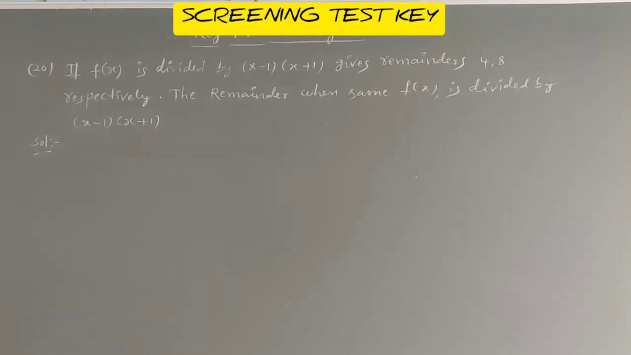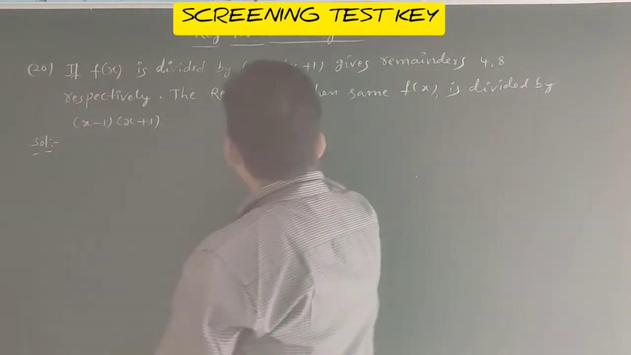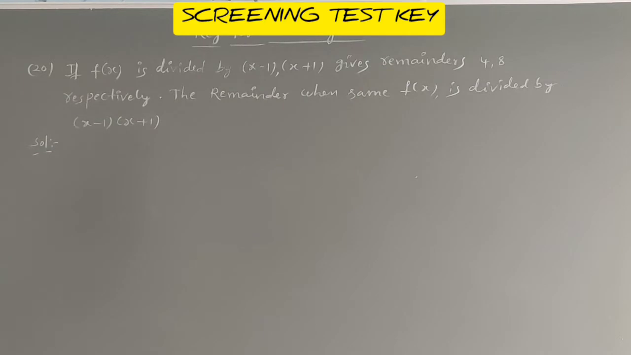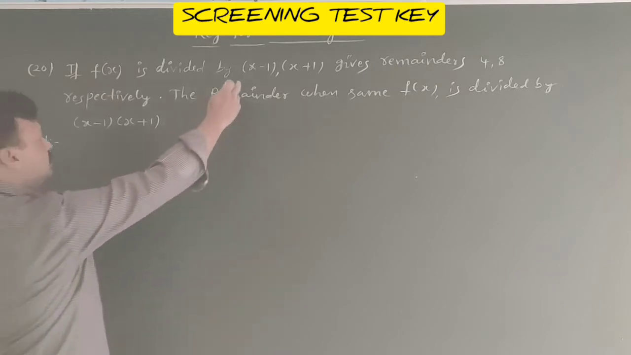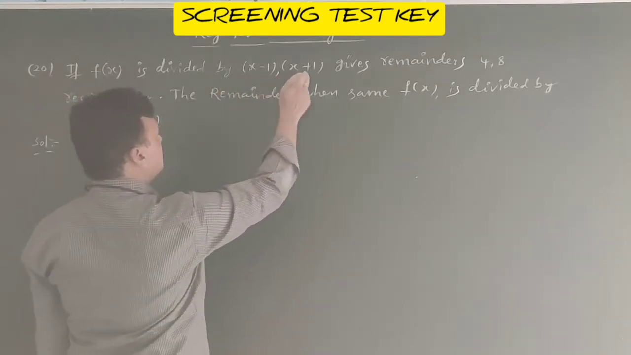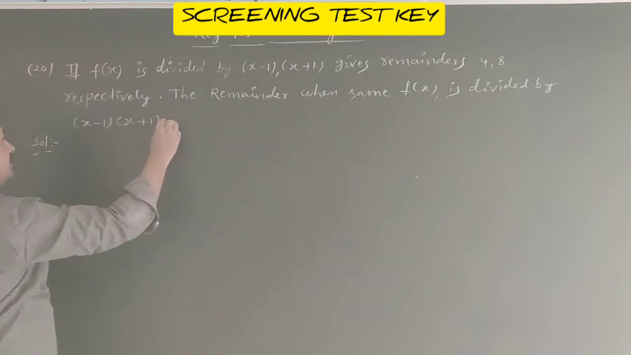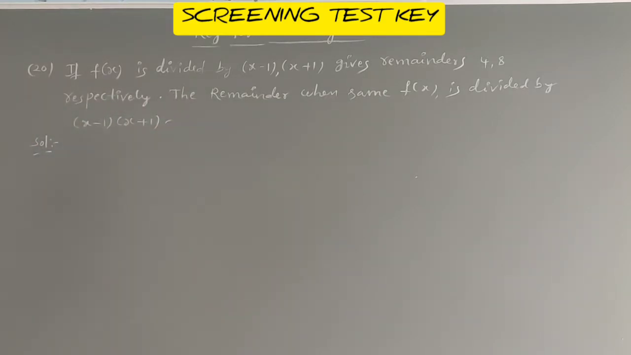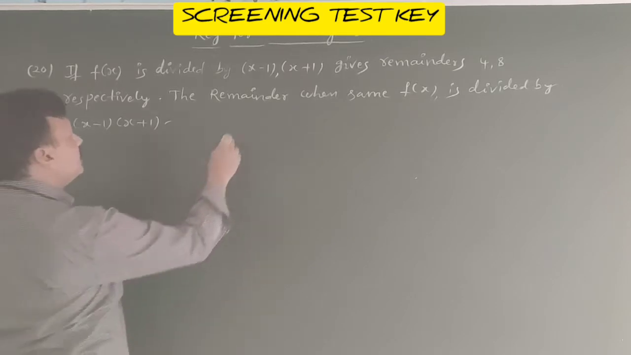If f of x is divided by x minus 1, x plus 1 gives the remainders 4, 8 respectively. The remainder when the same f of x is divided by x minus 1 times x plus 1. What is the difference between these two? These are two linear polynomials, while the given one is quadratic. Here the product of x minus 1 and x plus 1 gives x square minus 1. It turns into quadratic. Quadratic has degree 2.